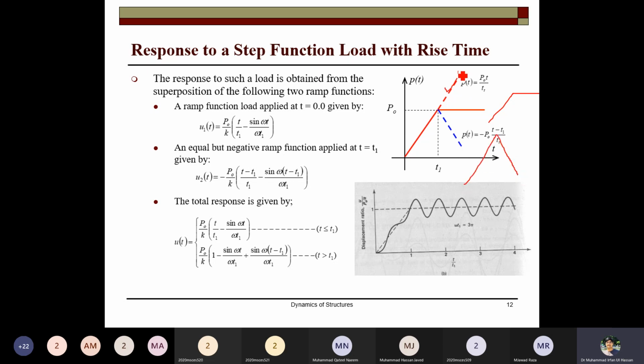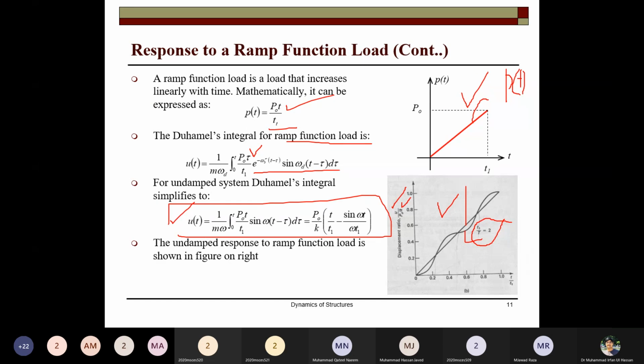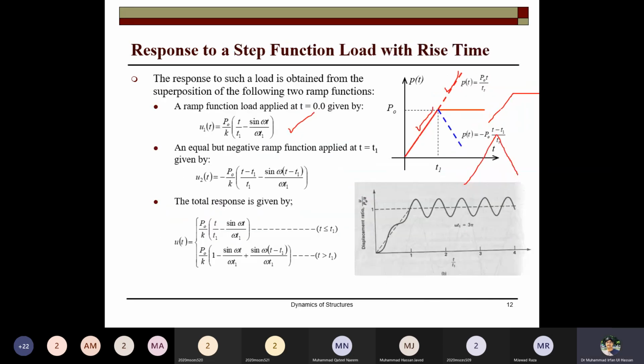You have already discussed this first case. The response of the first case is already discussed. Then after that, when it becomes constant, the ramp function is applied at t0, given by u1t, and equally a negative ramp function, if a negative function comes. The first part we took from here. This one is the same as obtained in the previous case. And the second response is for the negative ramp function.